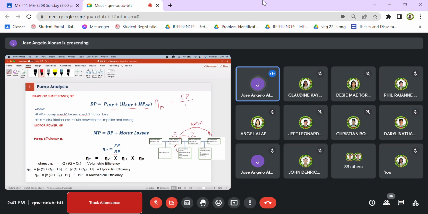So kung given si pump efficiency, at hinahanap natin si brake power, then kailangan muna natin hanapin si fluid power. Then we just need to divide the fluid power by the pump efficiency and we can get the value of the brake power or vice versa. Kapag hinahanap natin si pump efficiency, then we need to know the fluid power and know the brake power, divide them both, then we can get the value of the pump efficiency.